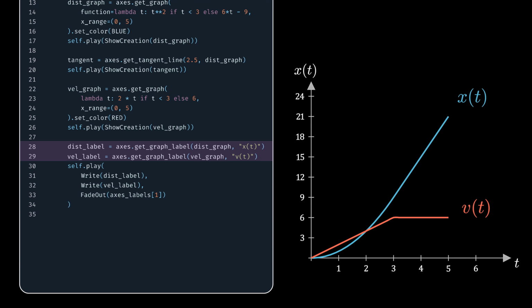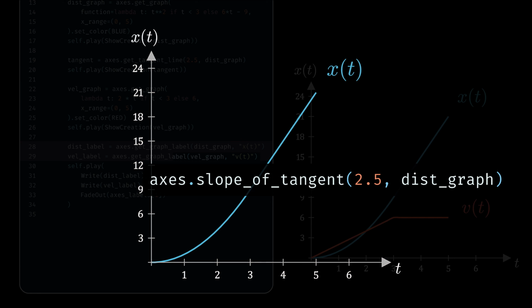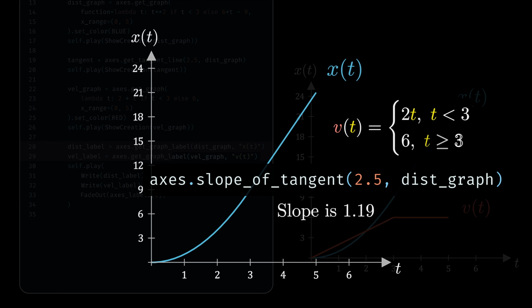To get the slope of the tangent, axis has this method, slope of tangent. But it is not quite accurate in the cases where both of the axes have different step sizes, which happens to be our case. Take this line of code as a reference. It gives the slope 1.19 at t equals 2.5 seconds. As we know, the speed at t equals 2.5 seconds is 5 meters per second. So the slope at this time should be 5 units.